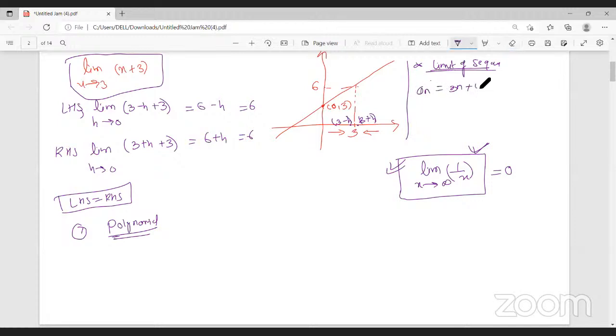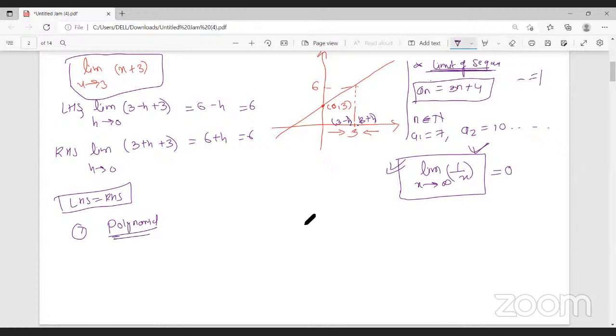3n plus 4, right? So this is the general term. The sequence is for n belonging to the natural numbers, right? If I put n equals 1, I will get 7, so a1. If I put n equals 2, I will get 10, right? So I can put n tending to infinity here. What will be the value of this particular term when n tends to infinity? That value is the limit of this sequence, right? If that value exists, I can say my sequence converges. If that value is infinity or does not exist, then I can say it is divergent.